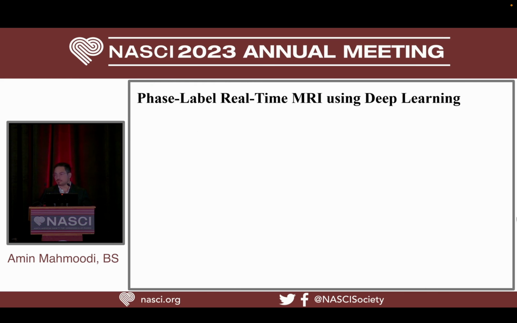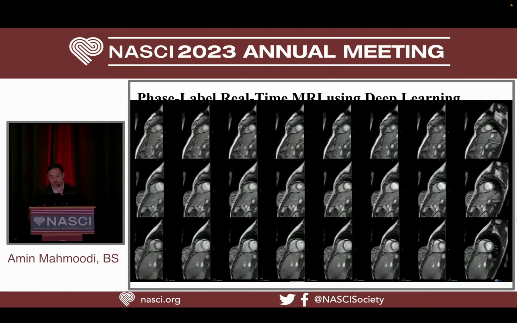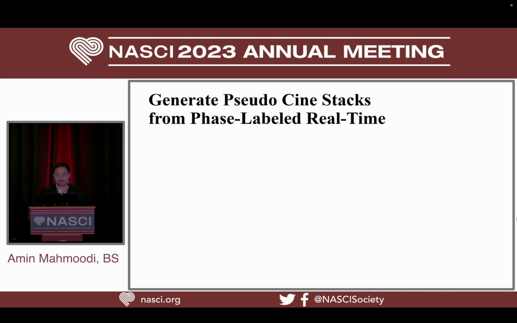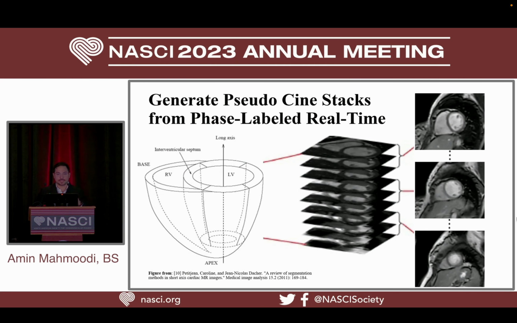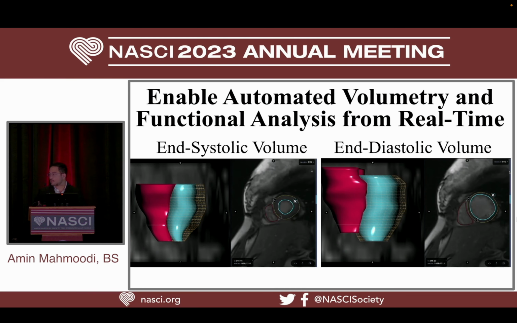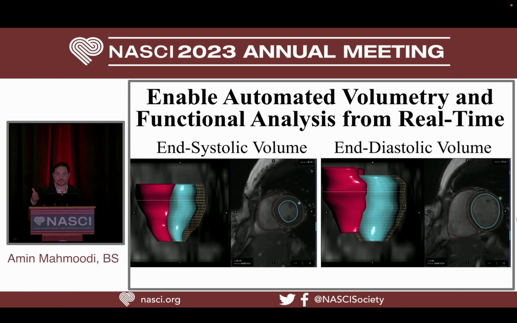So why don't we just use deep learning to pick these images out and figure out what phase of the cardiac cycle we're in. Here we can see 3 slices of a real-time data set from one patient, and we can use deep learning to figure out exactly where, for example, the end diastolic phase is. And when we know where that phase is, we can then create a stack using that phase, and that stack can then create a volume, which will then enable automatic measurement of functions such as ejection fraction, as well as other global metrics.